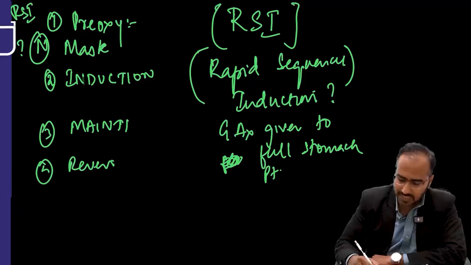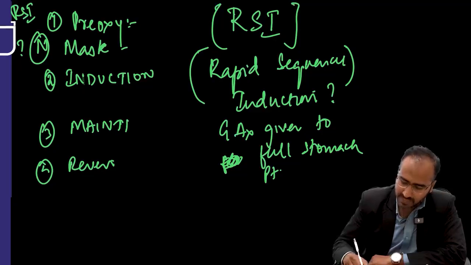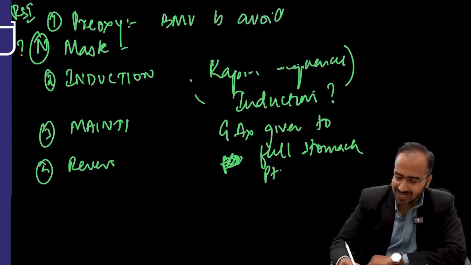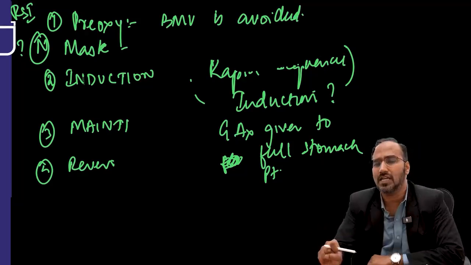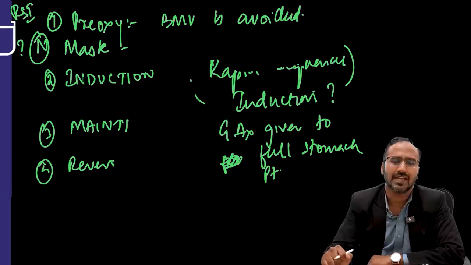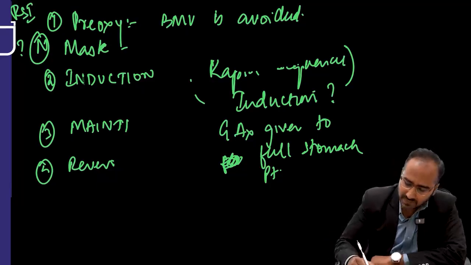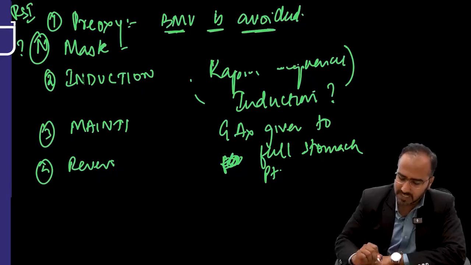In the case of RSI, normal mask. Bag mask ventilation is avoided. Why is bag mask ventilation avoided, guys? If you go for bag mask ventilation, due to forcefully pushing the air, some of the air might go into the esophagus instead of the trachea, and if the patient is full stomach, the patient will regurgitate and aspirate. So bag mask ventilation causes aspiration, hence it is avoided.